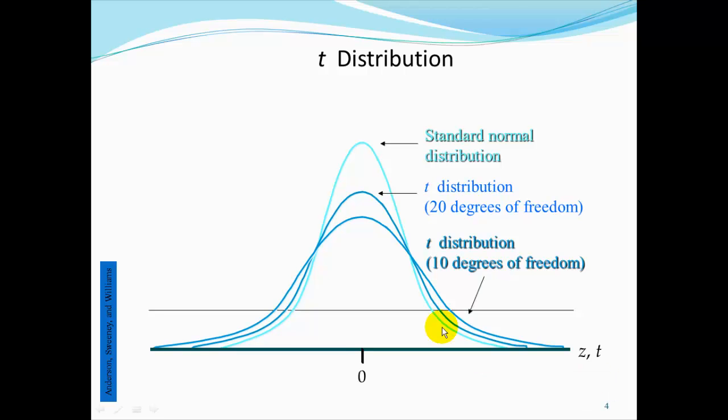In this slide, Anderson, Sweeney, and Williams did a great job of illustrating how we have our normal curve, and with only 10 degrees of freedom, which means that our n value had to be 11, our degrees of freedom is always n minus 1, our curve is further away from the normal distribution. However, when our n value was 21, which means our degrees of freedom was 20, the curve actually gets closer to the standard normal. As the degrees of freedom continues to increase, we would actually have the same curve as the standard normal distribution.